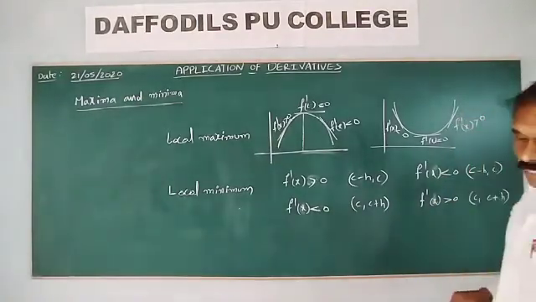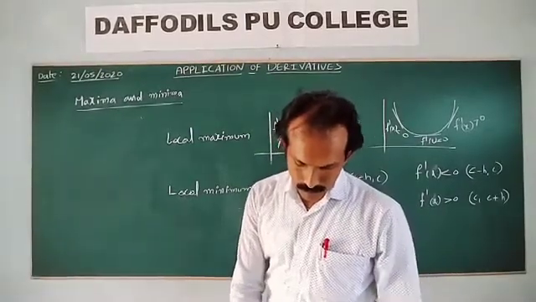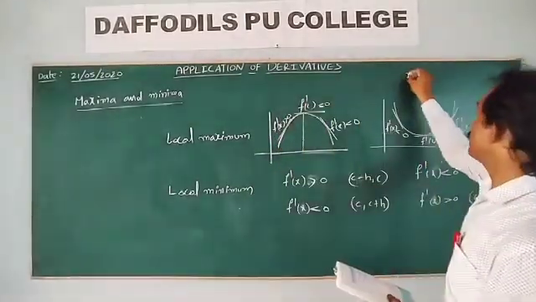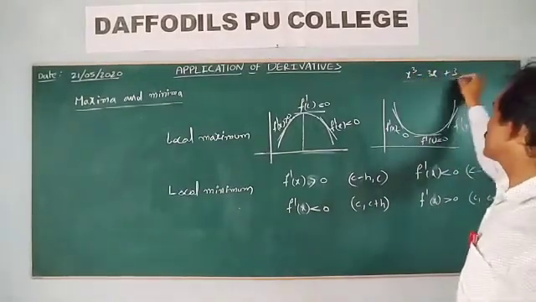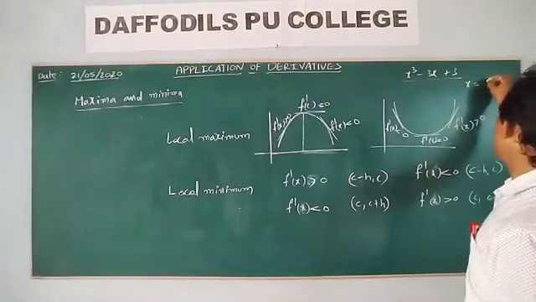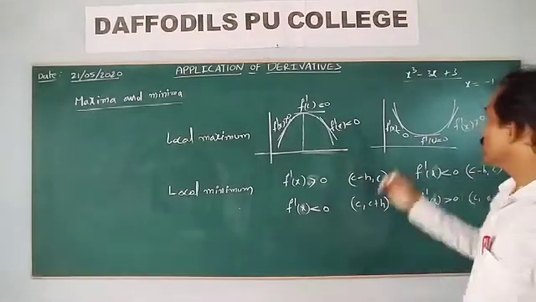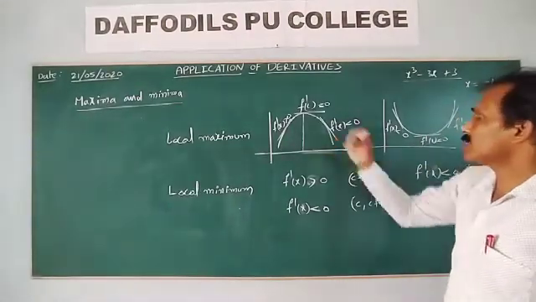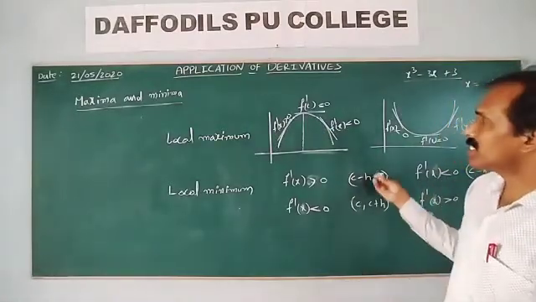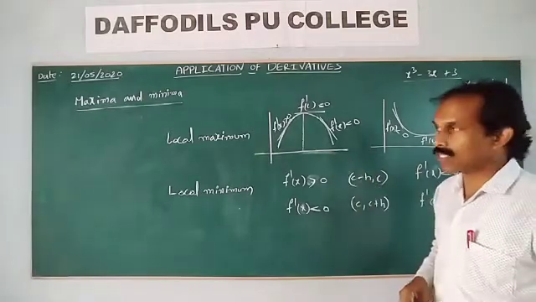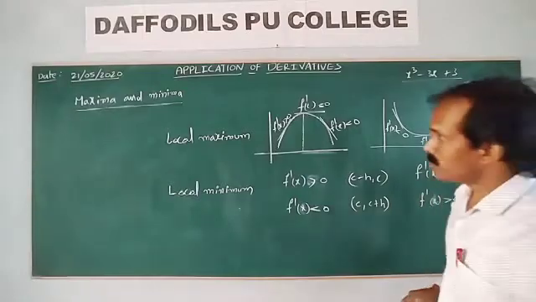And I also explained one example problem yesterday. What is the example problem? Here, x cube minus 3x plus 3 is the function. Find the critical points. What are the critical points? Minus 1 comma plus 1. Here, at minus 1 is the local maximum value and at 1 is the local minimum value. Like that, we decide the local maximum value and the local minimum value by using the first derivative test.